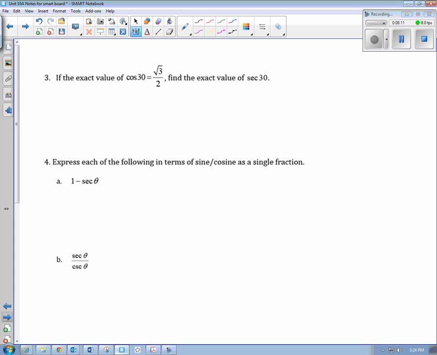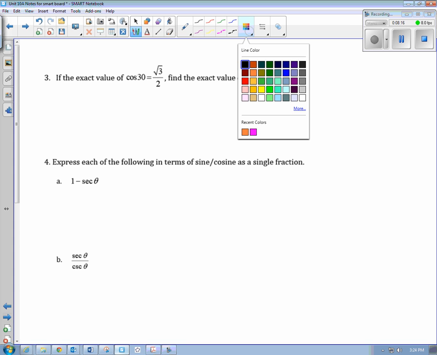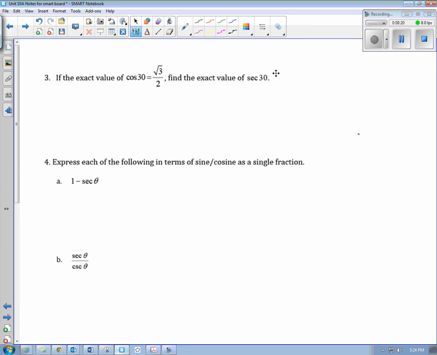For question number 3, it tells me that the exact value of cosine 30 is radical 3 over 2, and it wants the exact value of the secant of 30. Again, cosine and secant are reciprocal functions, so if the cosine of 30 is one fraction, then the secant of 30 is its reciprocal, so 2 over radical 3.